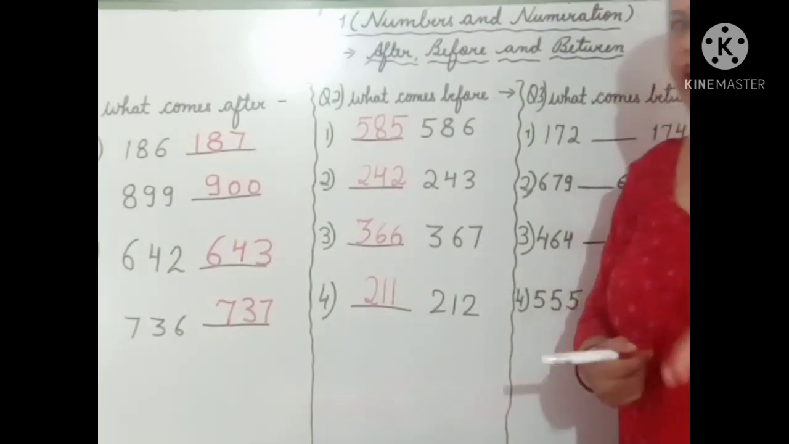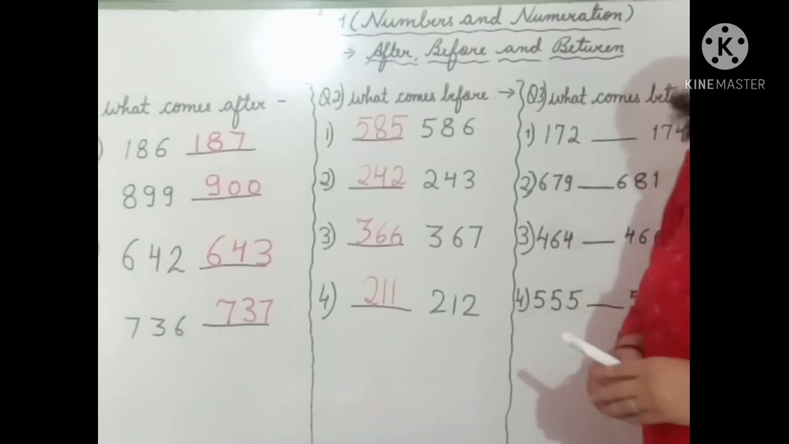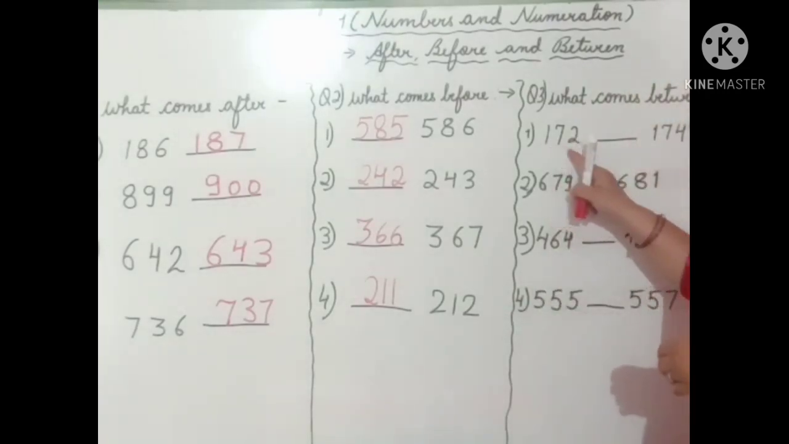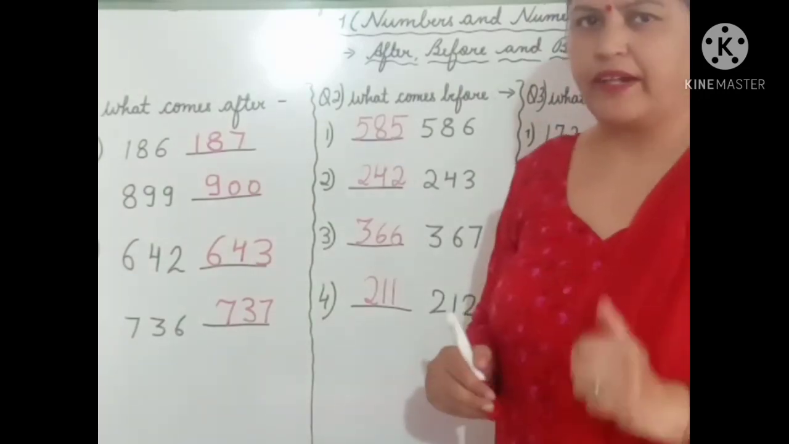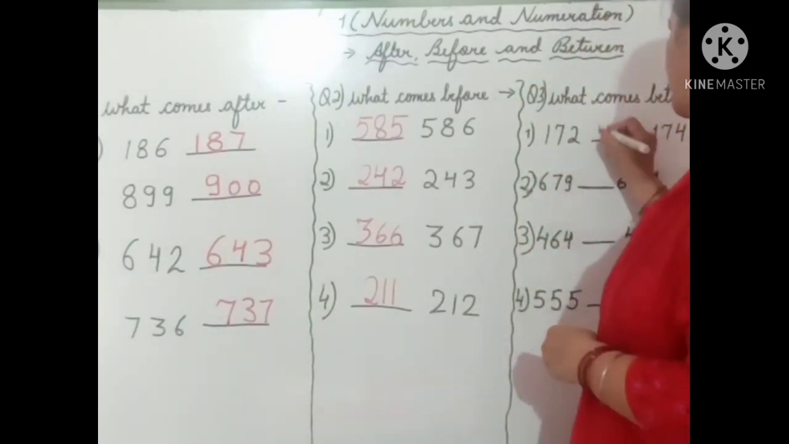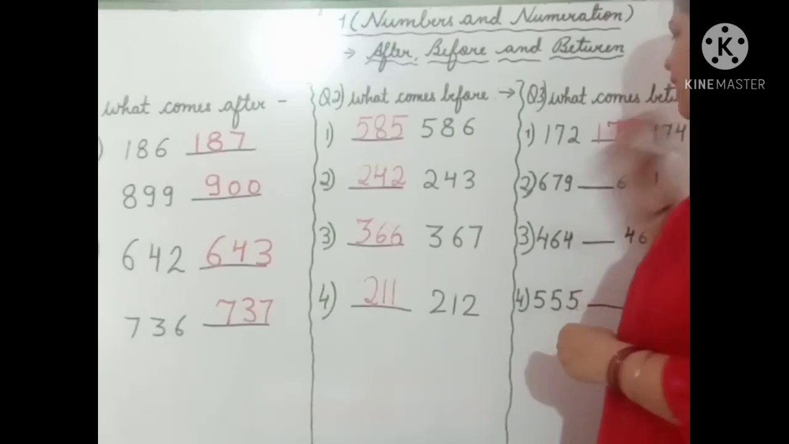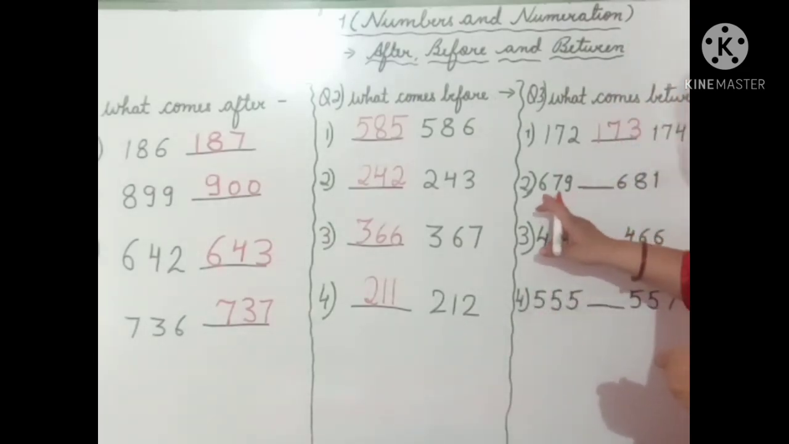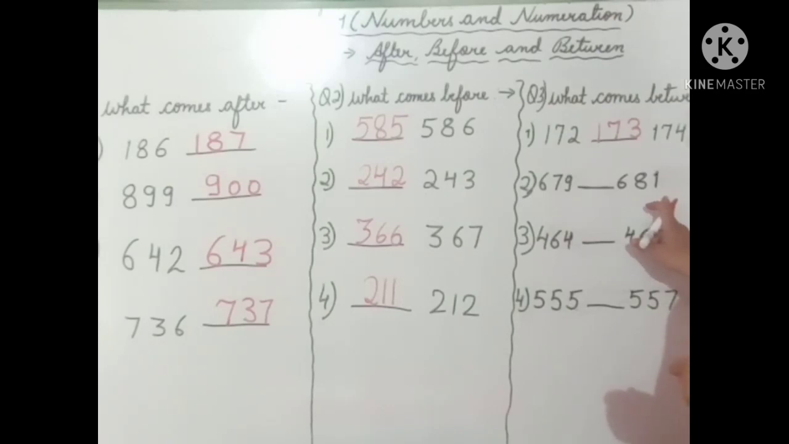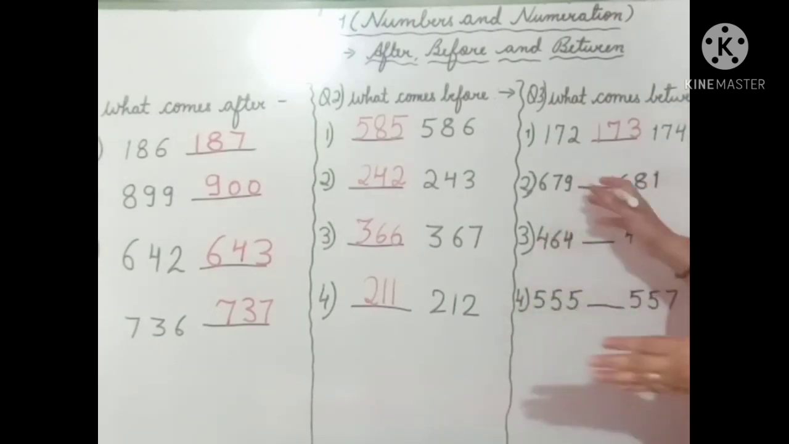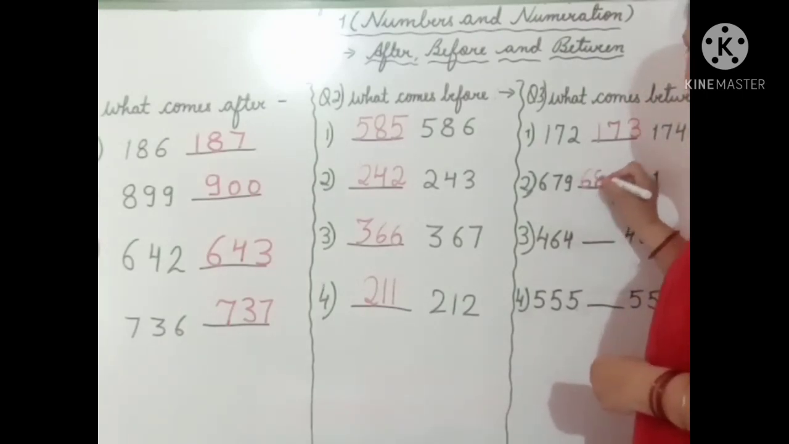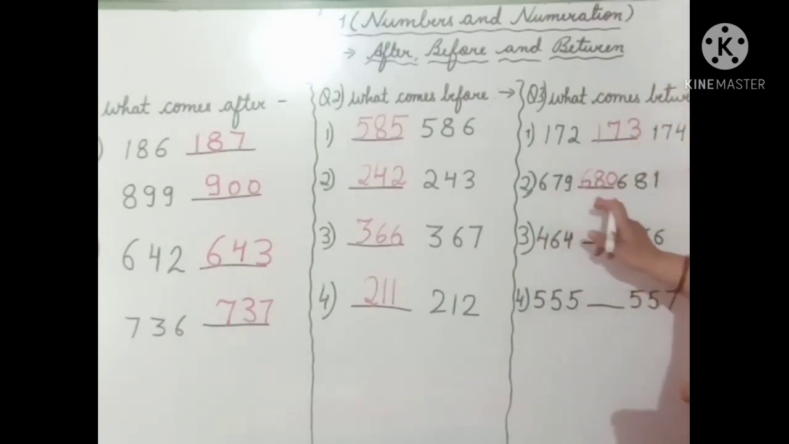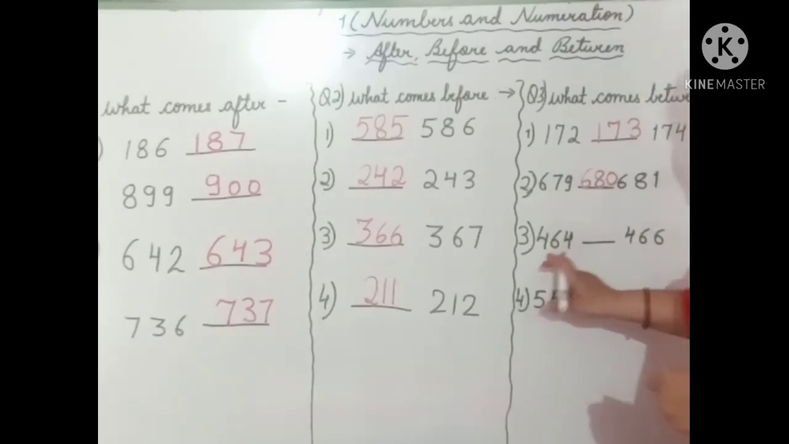Between means you have to write the middle number of the given numbers. The numbers 172 and 174. So the middle number is 173. So you have to write 173. Next is 679 and the other number is 681. So the middle number between 79 and 81 is 80. So you have to write 680 because the first number is the same.